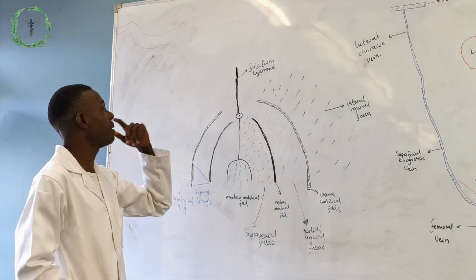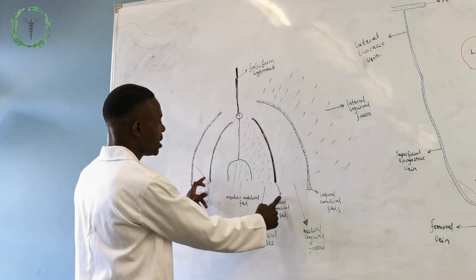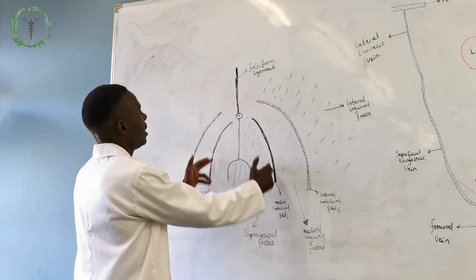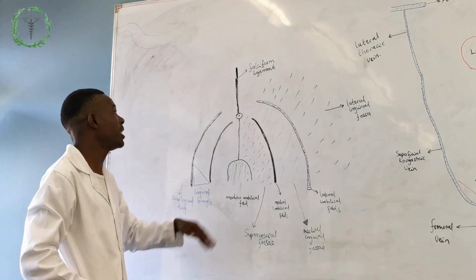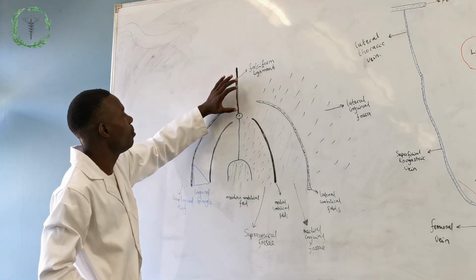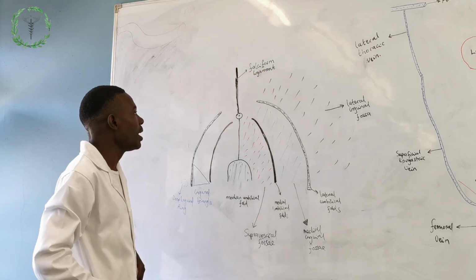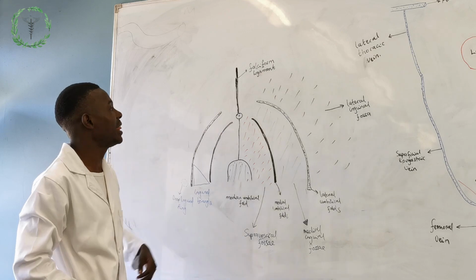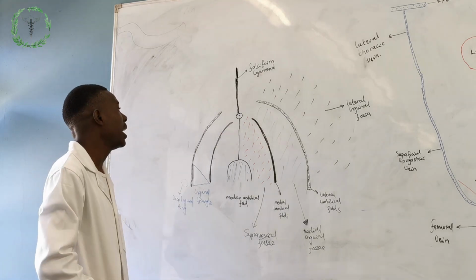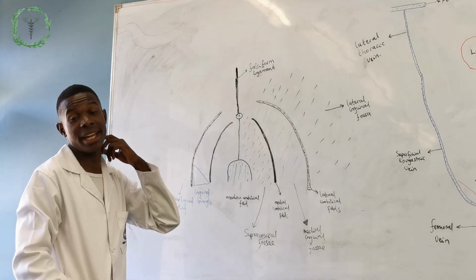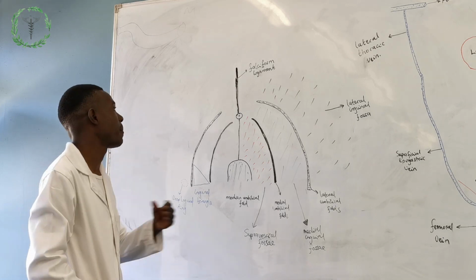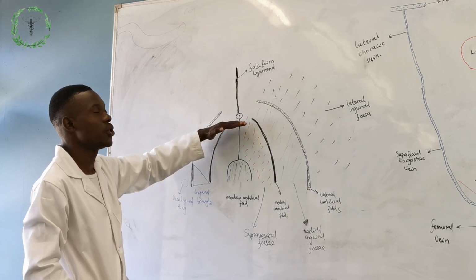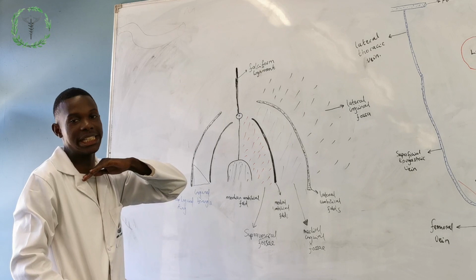The falciform ligament has these umbilical veins, which I'm going to talk about later. The umbilical veins are going to fuse and be surrounded by this falciform ligament. So it will contain the remnant of the umbilical vein that will later be called the ligamentum teres hepatis. So that's the falciform ligament, supra-umbilical region.